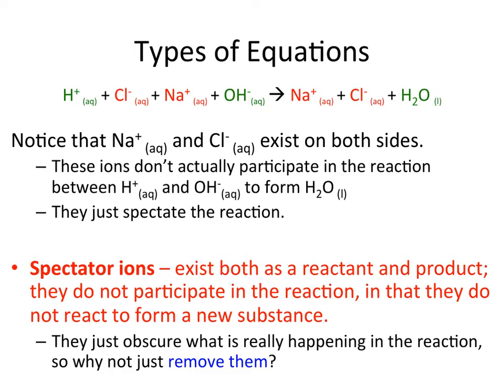They just spectate the reaction. They're not actually involved in the formation of what we're focusing on here. And again, that state change shows us that this is the key thing in the reaction. So only this and this are really important in creating this. These are just found on both sides; they're just spectating the reaction. So we call them spectator ions, and we cross them out. They're basically just obscuring what is really happening. That hydrogen is reacting with the hydroxide to create the water, and because they're just obscuring our view, we want to get rid of them and really focus on what's important.